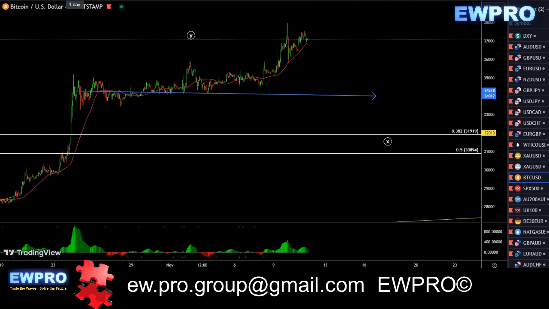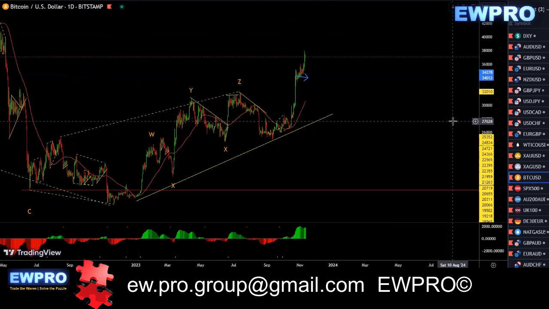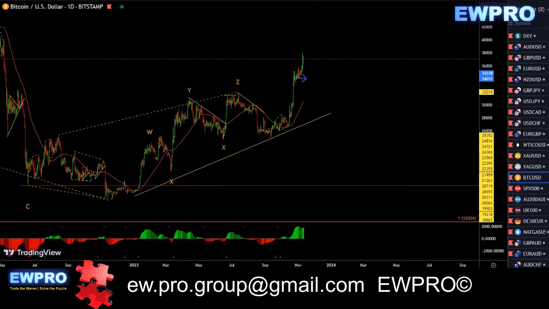Bitcoin on the daily. Well, the flat that I was looking at didn't play out. I was looking at this like 1, 2, 3 breaking the low, and then 1, 2, 3 with an extended wave, and this comes down, breaks this red line here. That didn't play out. We did have that bull hidden in here, and it's gone up and broken the top.